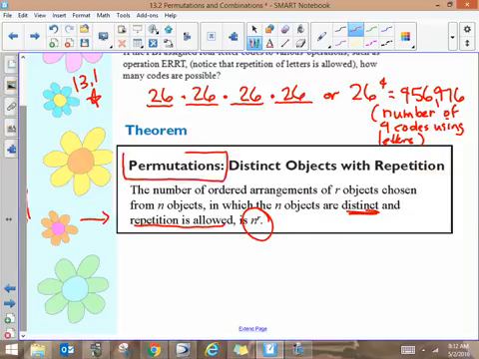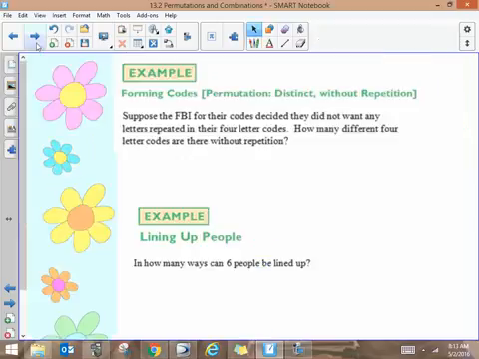Permutation, just a fancy word. It's just a number of items, number of groups. I don't know how you define it. Okay, let's look at this. This is another distinct without repetition, this time, so this would be case number 2.